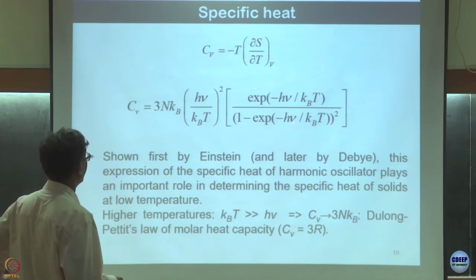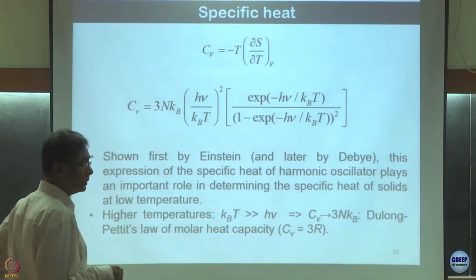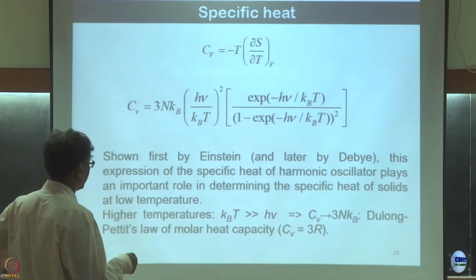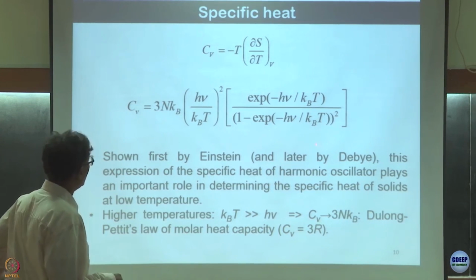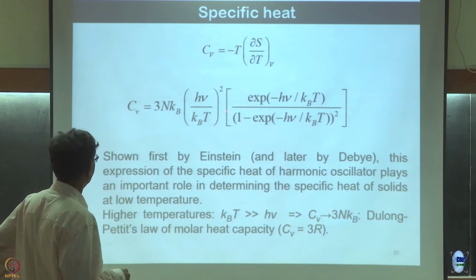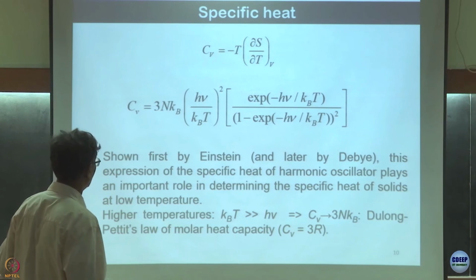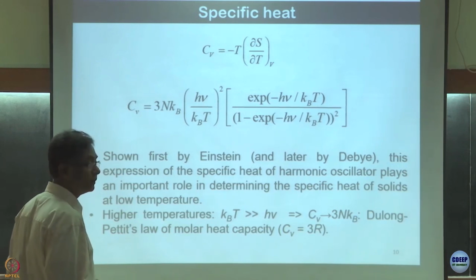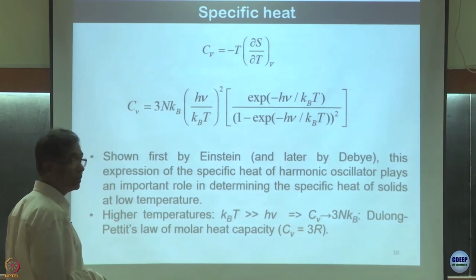So then e to the power minus x, I expand, 1 minus x plus x square. So the 1 cancels 1, I keep the lowest order term which is x, there is a square here, it becomes x square, and that then cancels this because of h nu by kBT, and then Cv is 3 nkB, which is nothing but 3R. So at high temperature, this beautifully goes over to Dulong-Petit's law.